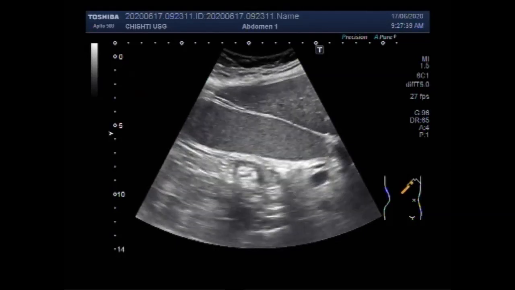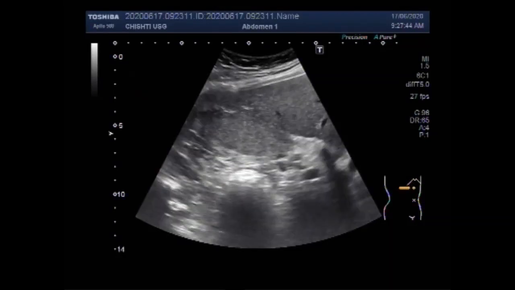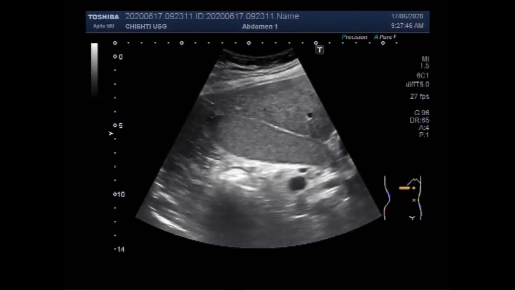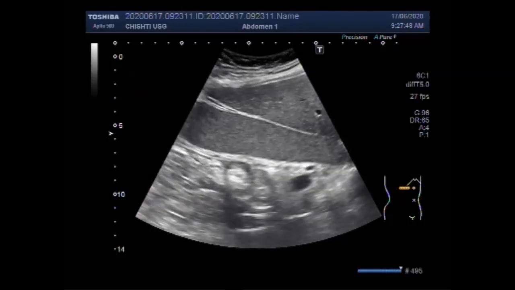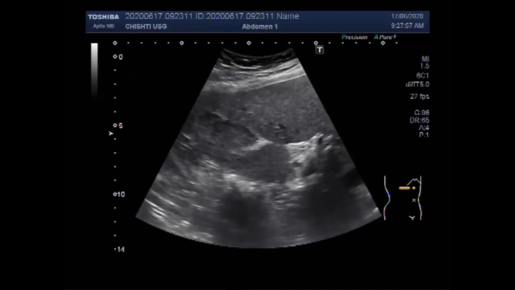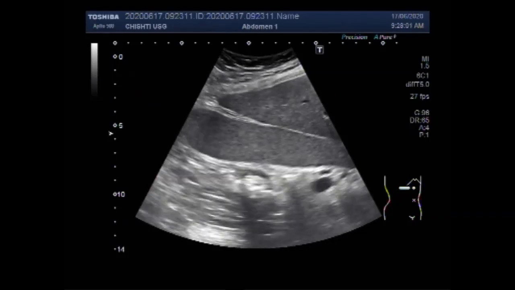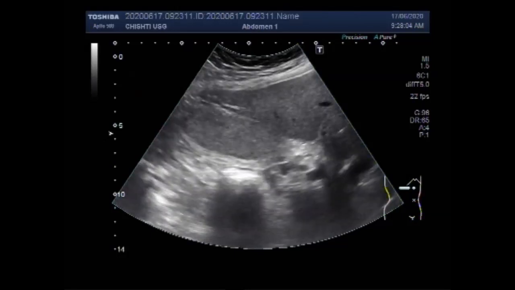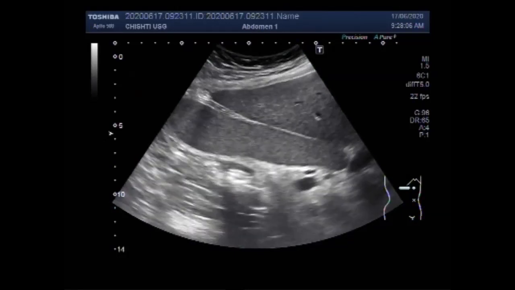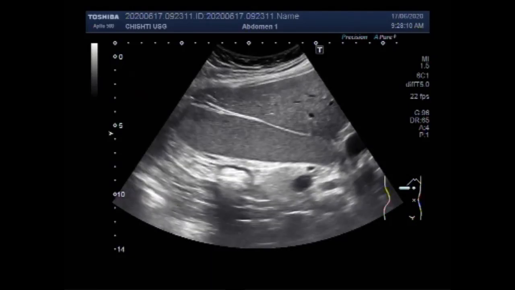Again, you can see the over-distension of the gallbladder, and the whole length of the gallbladder is filled with thick sludge. And again, this measures about 13.3 centimeters long. Indeed, there is no blood flow seen on Doppler study.